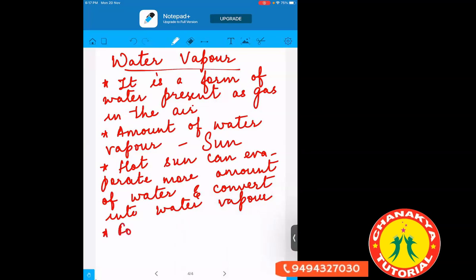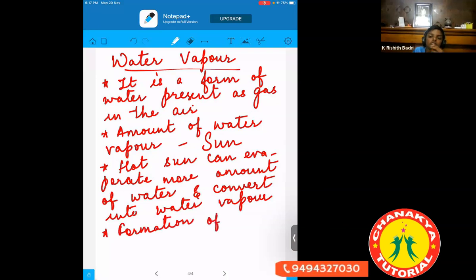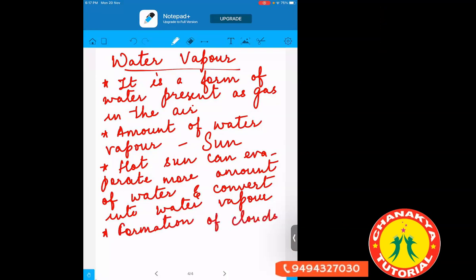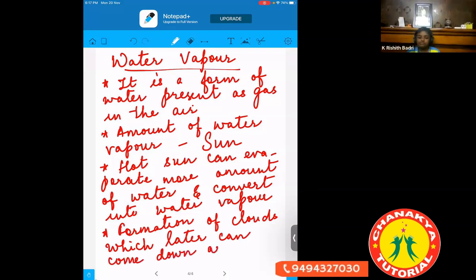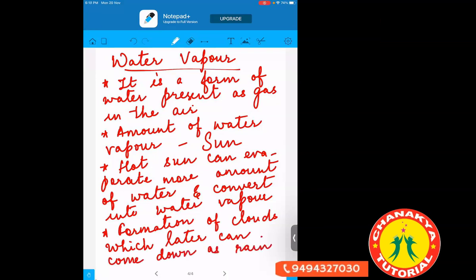Then it also helps in the formation of clouds. Whatever clouds are there, they are formed because of the water vapors present in the atmosphere, which go up and up to form the clouds. And later they can come down in the form of? Rain or precipitation. Very good. They come down in the form of rain.